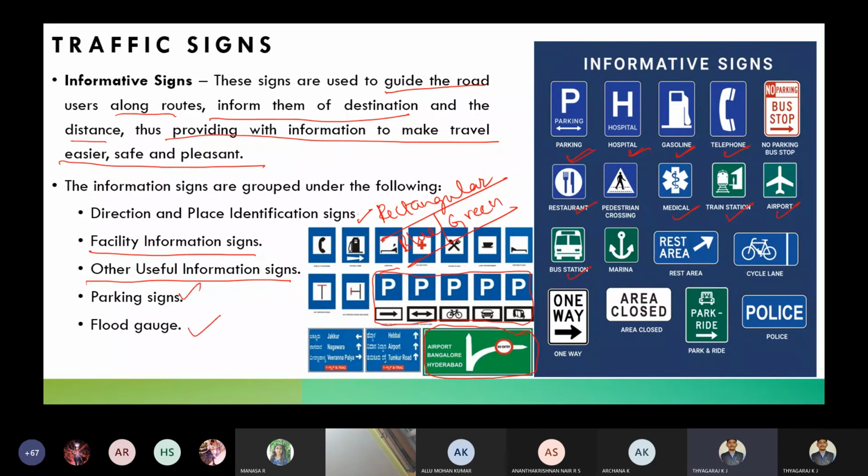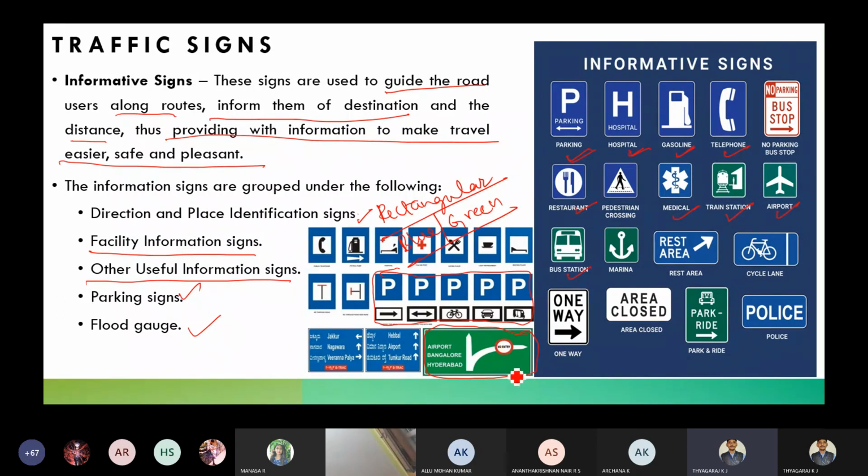Then comes the flood gauge. This is the flood gauge, used during rain to measure the rainfall. So the flood gauge is also indicated in the informative signs. So remember, informative signs are the signs which provide information to the road user to make the travel safe and easy. So what are the various informative signs? Direction and place indication.